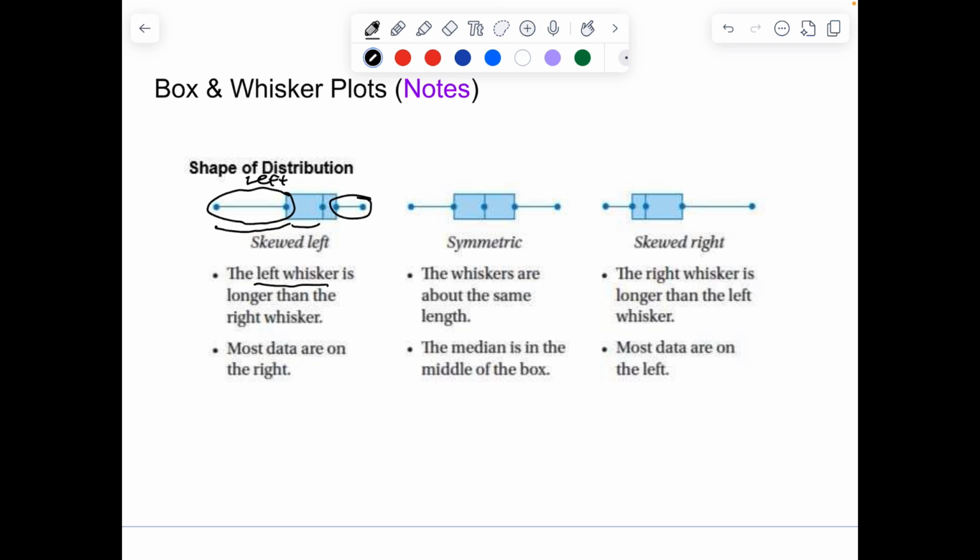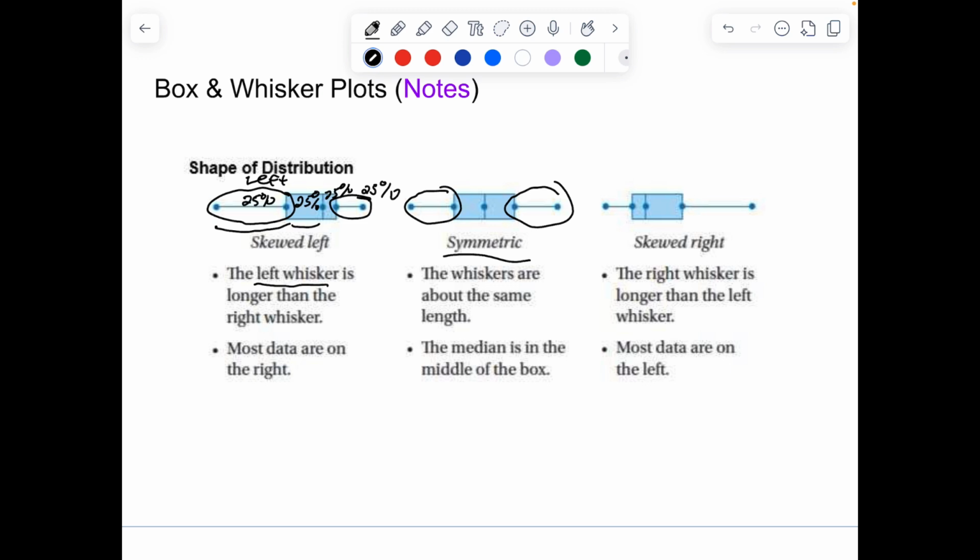We still have the 25%, 25%, 25%, 25%. If we have a symmetric distribution, this means the whiskers are about the same length. So both of these whiskers are the same length, so that's symmetric.